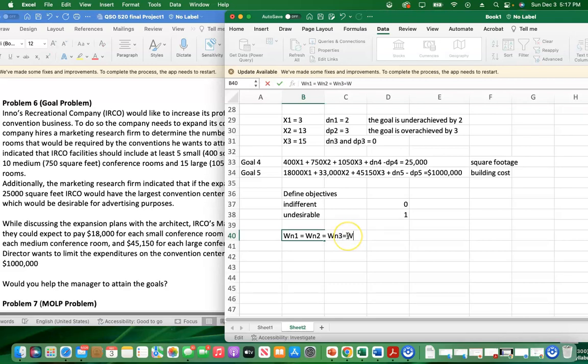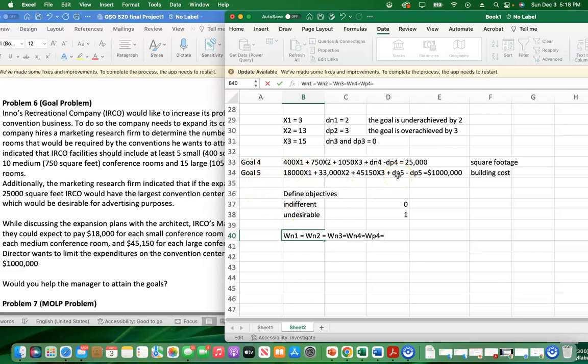And so we'll provide weight to underachieve for goal number 4, and also we will assign weight if we overachieve goal number 4. Now, come to goal number 5.